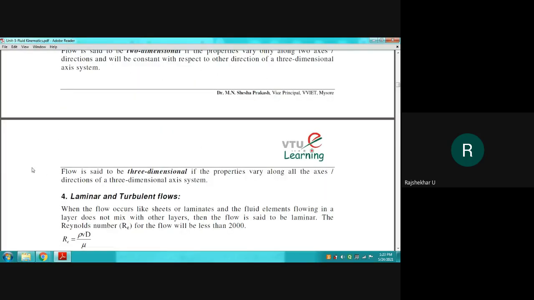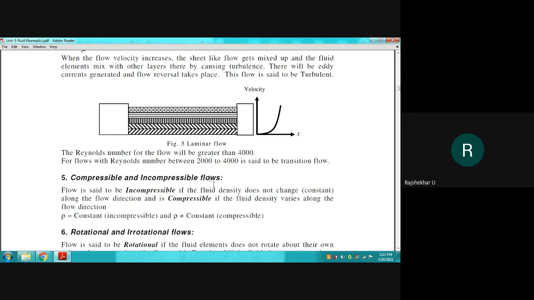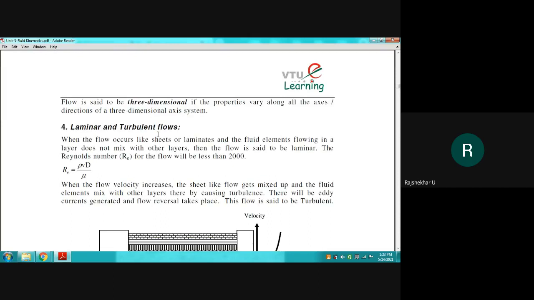What is three-dimensional flow? Flow is said to be three-dimensional if the properties vary along all the axes. Here, axes is plural, more than one, meaning the directions of the three-dimensional axis system. So three-dimensional means what? X is changing, Y is changing, Z is changing. All three are changing. Correct? In all three directions, properties are not remaining constant. They are continuously varying. So that is a three-dimensional flow.